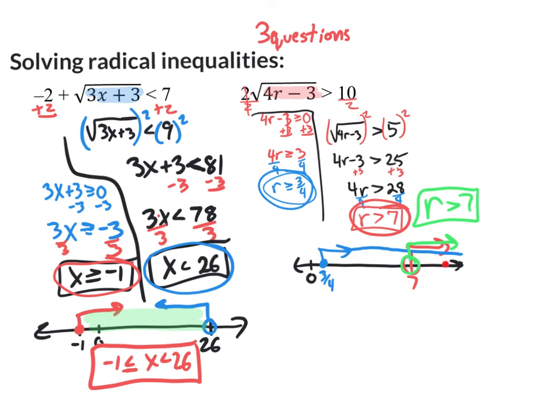Now you can plug in any number you want over here on the right side, like 100. 4 times 100 is 400, minus 3 is 397. The square root of that is a huge number. Multiply it by 2, it's going to be huge, and it will be greater than 10. So you could also do it algebraically. You don't have to do it visually. It's totally up to you guys.